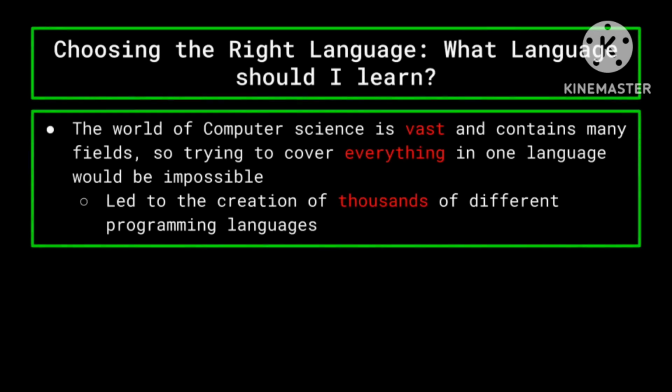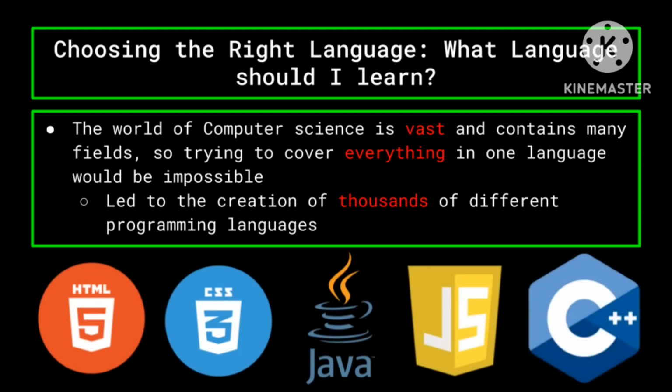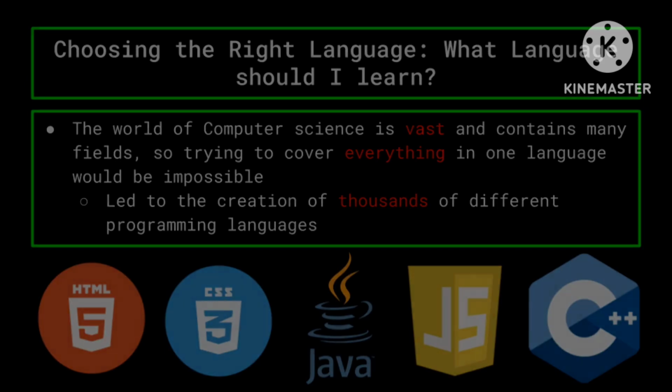So, how do you choose what type of language is best for your needs? Well, it depends on what you are trying to do, as sometimes you need very specialized languages to get done what you want. The world of computer science is vast and contains many fields, so trying to cover everything in one language would be impossible. This has led to the creation of hundreds of different programming languages, each designed for a specific task. Right now, though, we'll cover some of the most popular languages and their uses.